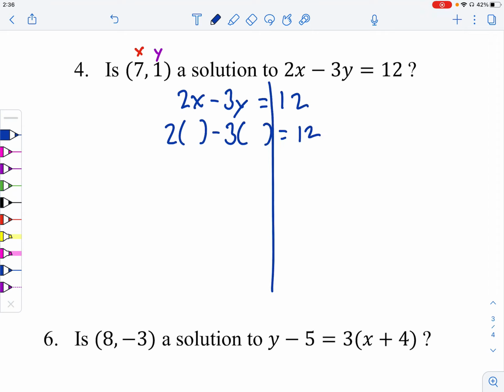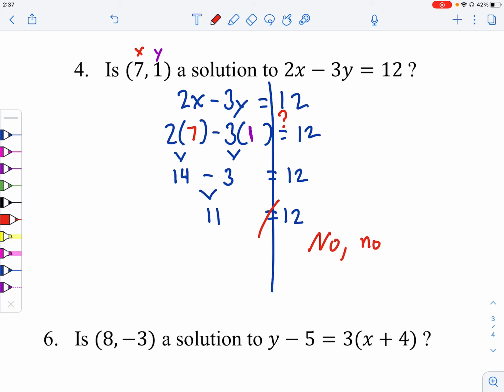So it's 2x minus 3y equals 12. Our x value is 7, so we put that right there. Y value is 1, so we put it in for our y. 2 times 7, 14, minus 3 times 1, 3. 14 minus 3 is 11. That does not equal 12. So we ask, is it equal? No. So not equal, so no, not a solution. We're just looking at, is the left equal to the right? That's all we're asking. We substituted our numbers in there.